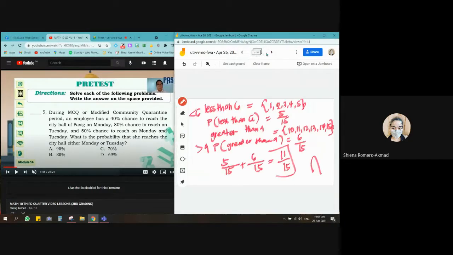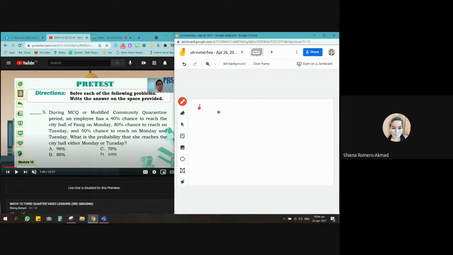So let us say kapag Monday, 40% chance. Kapag Tuesday, 80%. Kapag Monday, Tuesday, 50%. At dito, ang pinapakita ay either of the two. And as you can see, meron tayo ditong union, or not union, but the intersection. Ibig sabihin, in mathematics, they have common elements. In set, this means they have common elements.